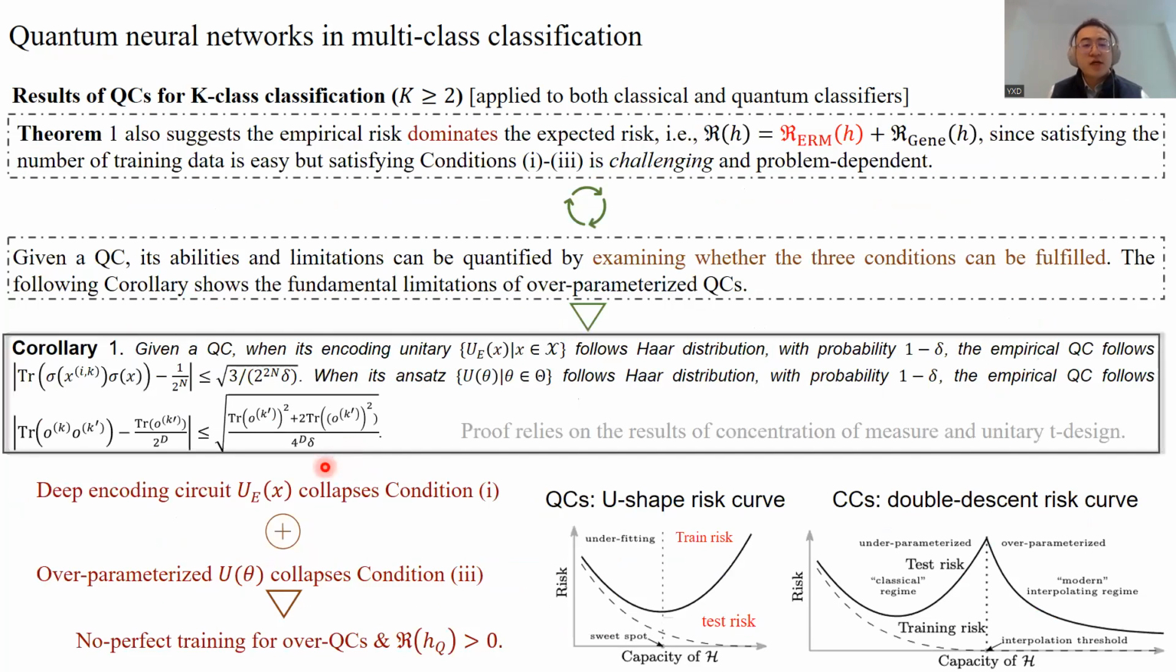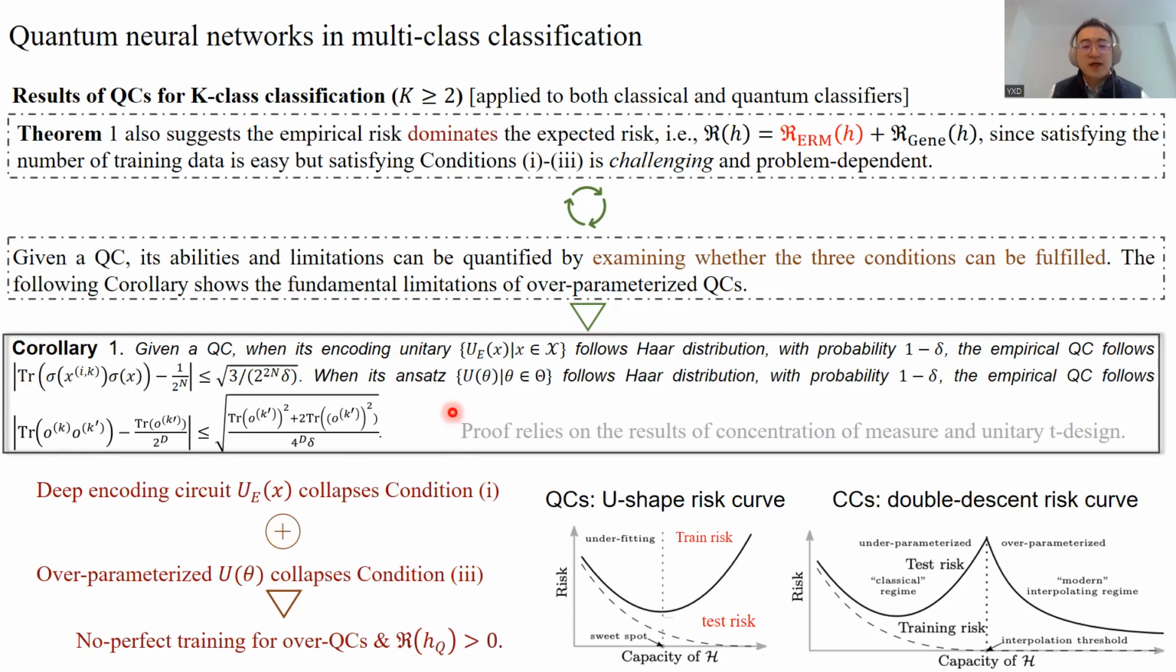As you can see, this stresses that the empirical risk dominates the expected risk because the generalization error can easily tend to be 0, but we don't know how to satisfy these three geometry conditions. So in other words, given a quantum classifier, its ability and limitations can be quantified by examining whether these three conditions can be fulfilled. So in this vein, we derive the following corollary to show the fundamental limitations of over-parameterized quantum circuits. This is listed in corollary 1, which means that when the encoding unitary is too deep, following the hard distribution with probability 1 minus delta, we can say the feature states concentrate to the same direction. And this collapses condition 1.